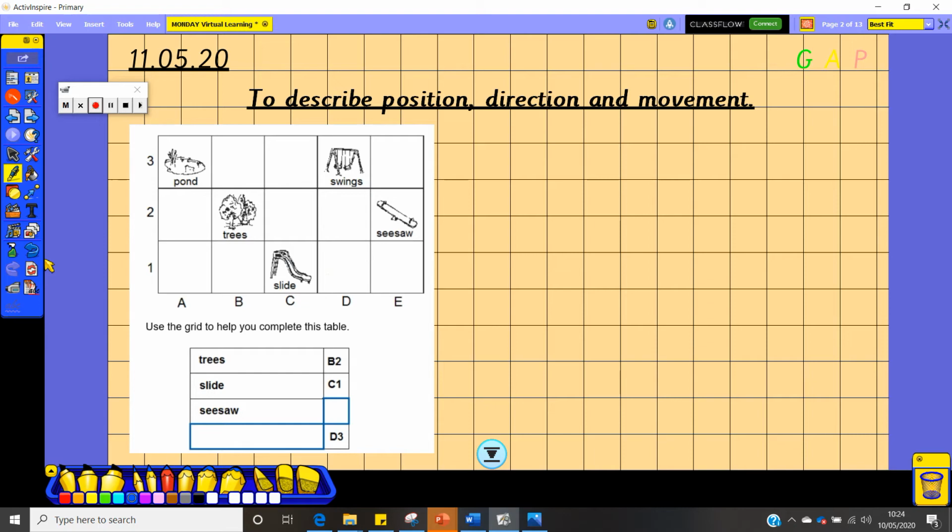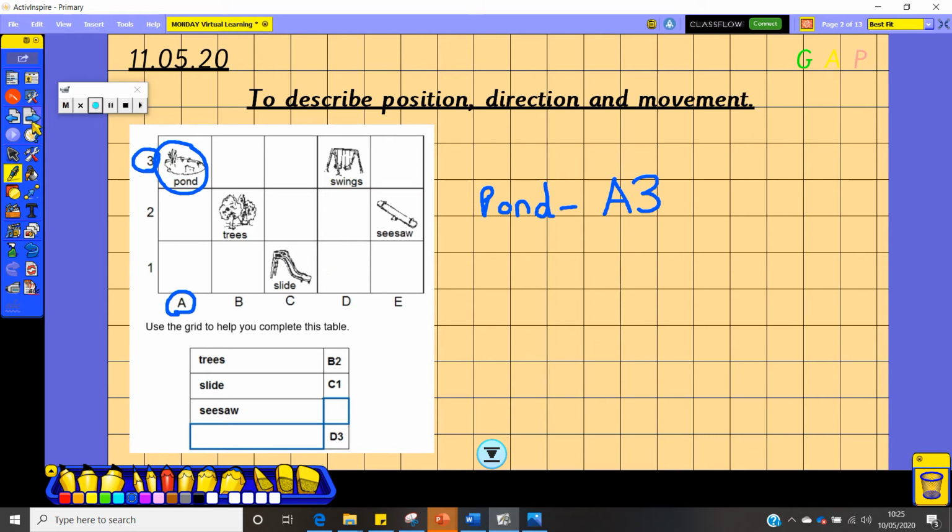Did you manage to find the one that is missing? It was, in fact, the pond. Now, the pond is up here. If I was looking for the pond, I would need to go across and find the letter along the bottom, which would be A. So I would write A first, and then I would go up the side until I reach the pond, which would be 3, and the pond would be found in A3. That would be the coordinates of the pond.